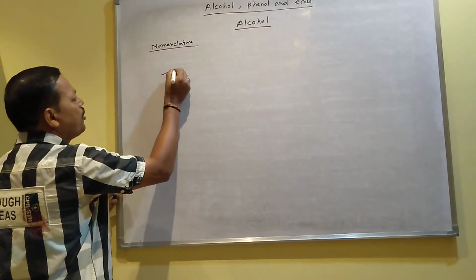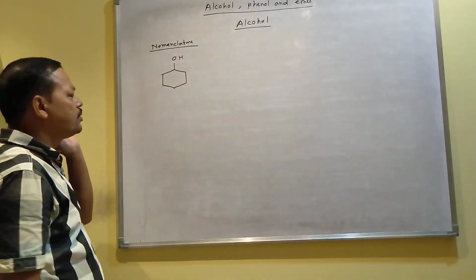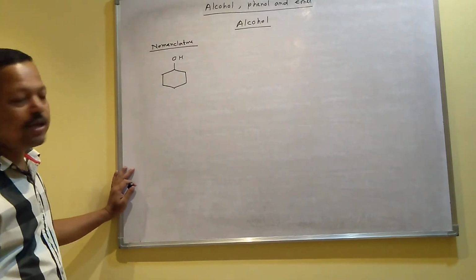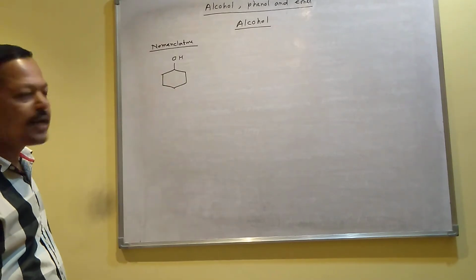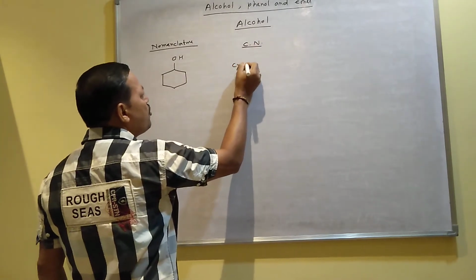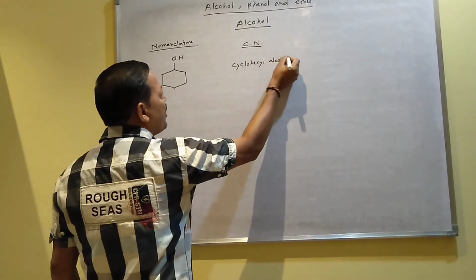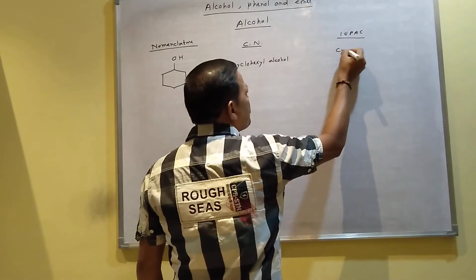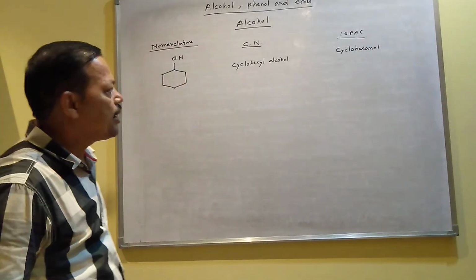This is one of the alcohols, OH. This ring is called cyclohexane. This is not benzene. If benzene contains OH, that is not called phenol. Here the double bond is absent, that's why it is called cyclohexane, and the common name, if you want to write, is cyclohexyl alcohol. Cyclohexyl alcohol. And if you want to write the IUPAC name, cyclohexane plus "ol", cyclohexanol. Like this you can write the IUPAC name.